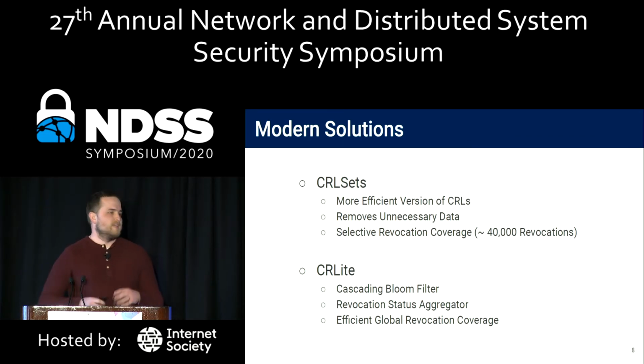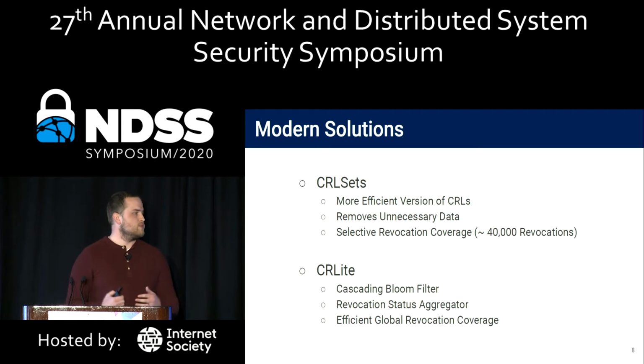In light of these concerns, modern solutions have tried to correct these issues. One implementation is CRL sets, which is Google's more efficient version of CRLs. They achieve this efficiency by removing unnecessary data, the revocation date and reason, and only including the revocation status. They also only include a select few revocations, those that they deem important, and they can only hold about 40,000 revocations at a given time.